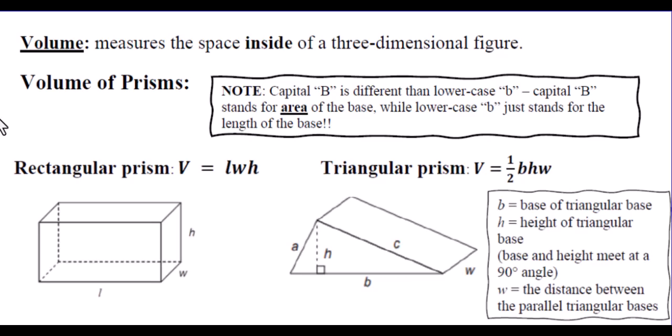Let's start with our rectangular prisms because those are pretty straightforward, and the volume of a rectangular prism is just length times width times height. Now that is area of the base times the height, since the area of the base is length times width, and then multiply that by the height as well. But we just use the formula length times width times height.